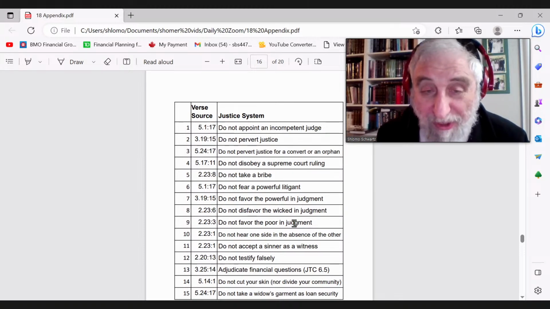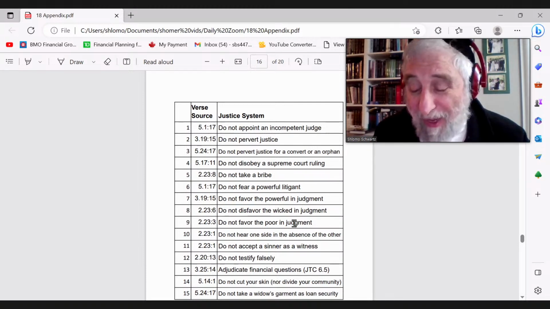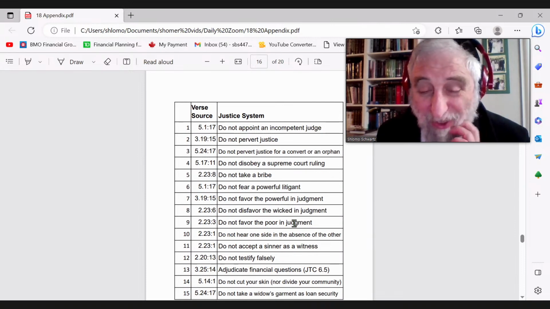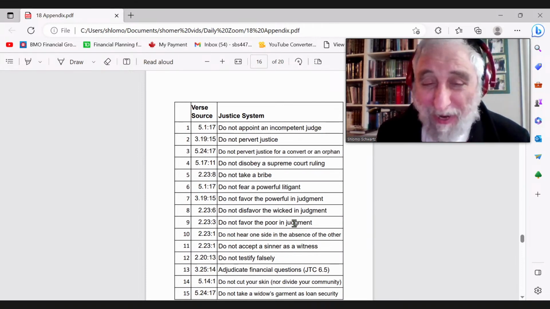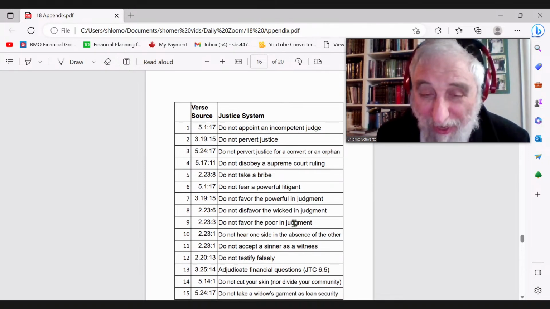The one in the middle that I skipped: do not disfavor the wicked in judgment. You can't say, I can't find the witnesses to judge against this guy, or the guy missed something, but you know what? Everybody knows this guy's guilty, so we'll just ignore that. Cannot do that. You've got to administer justice the way it's presented to you. God's going to look after the rest.